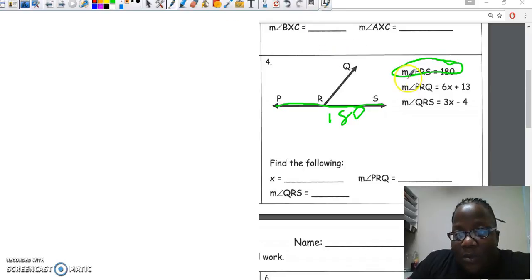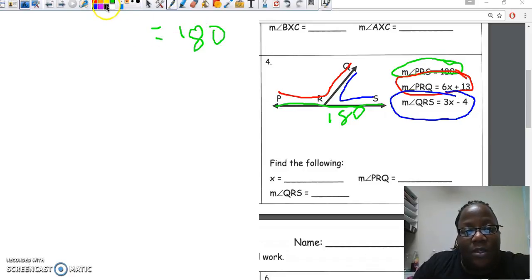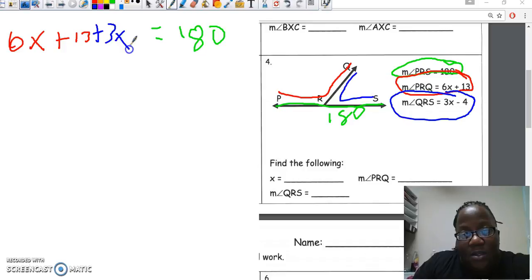And then PRQ, that's this angle, is 6x plus 13, and then QRS is this. So let's start putting these together. So both of them together should equal 180, right? Red angle plus blue angle should equal 180. Red angle is 6x plus 13 plus the blue angle, which is 3x minus 4. Now you just need to solve for x.